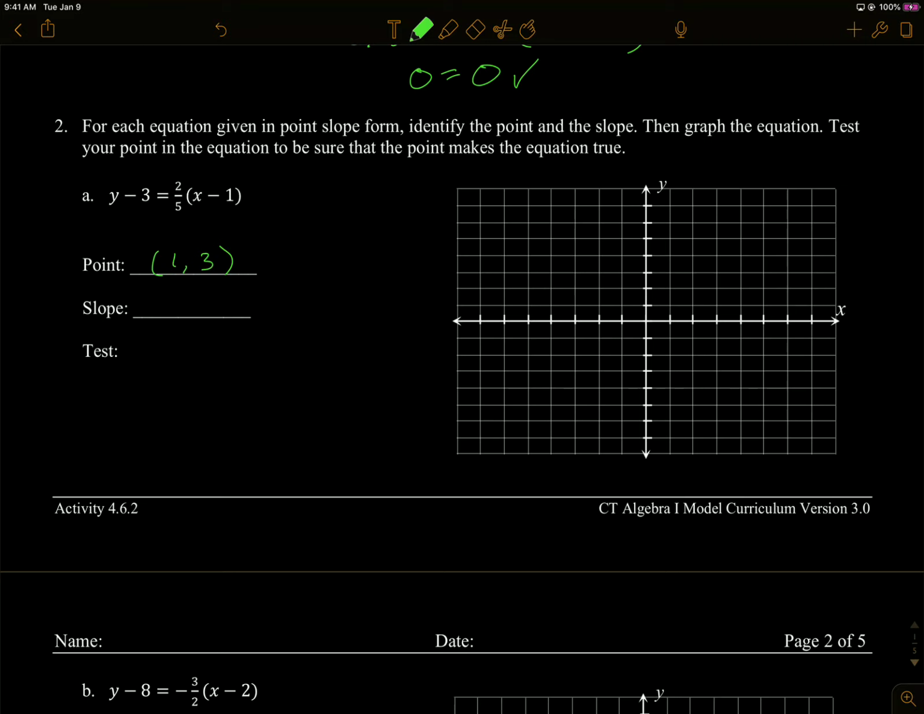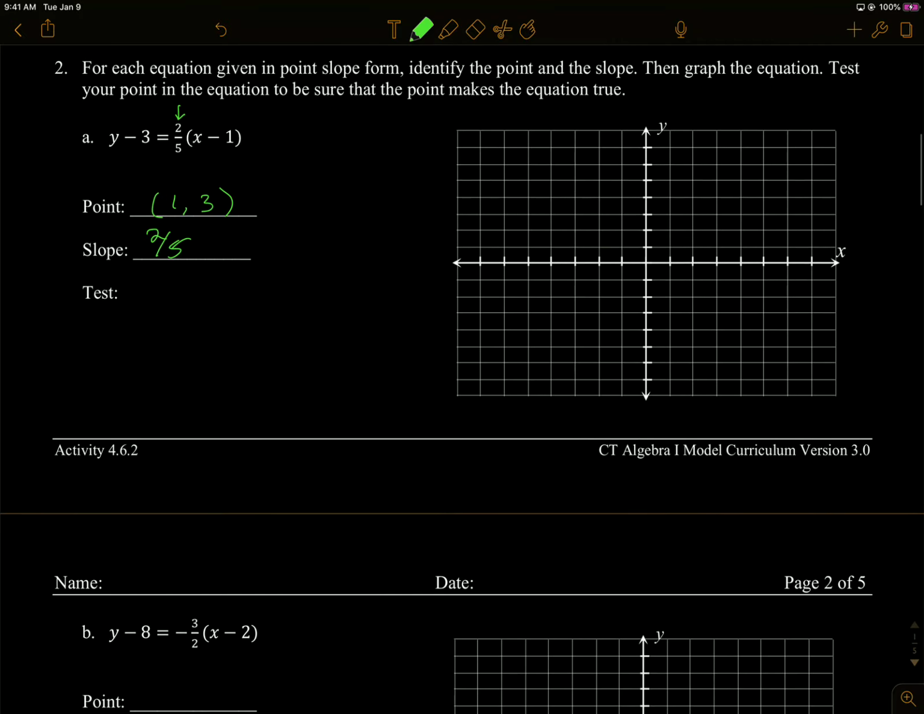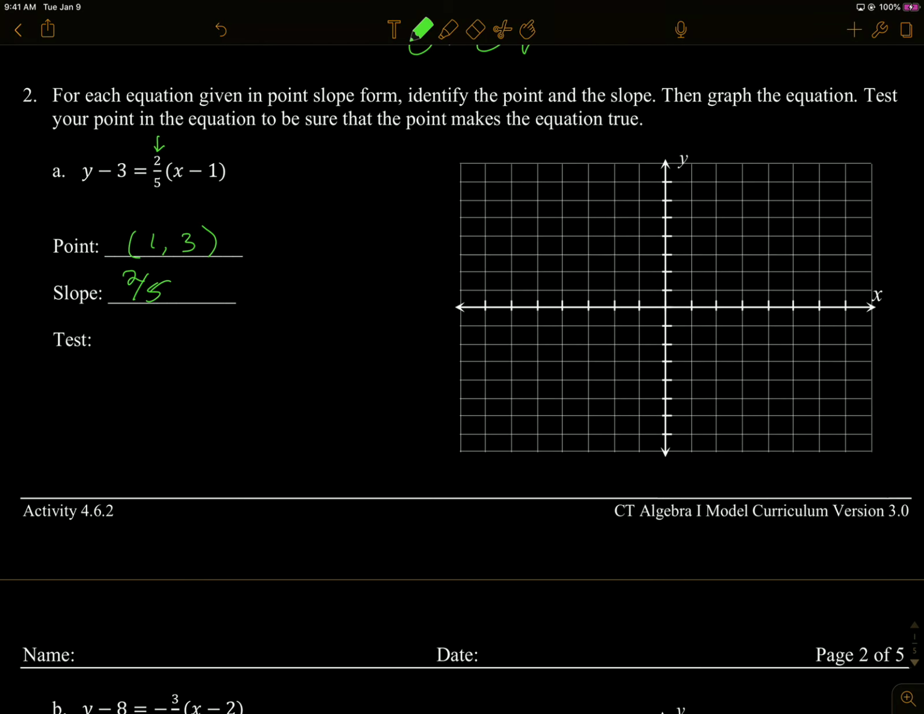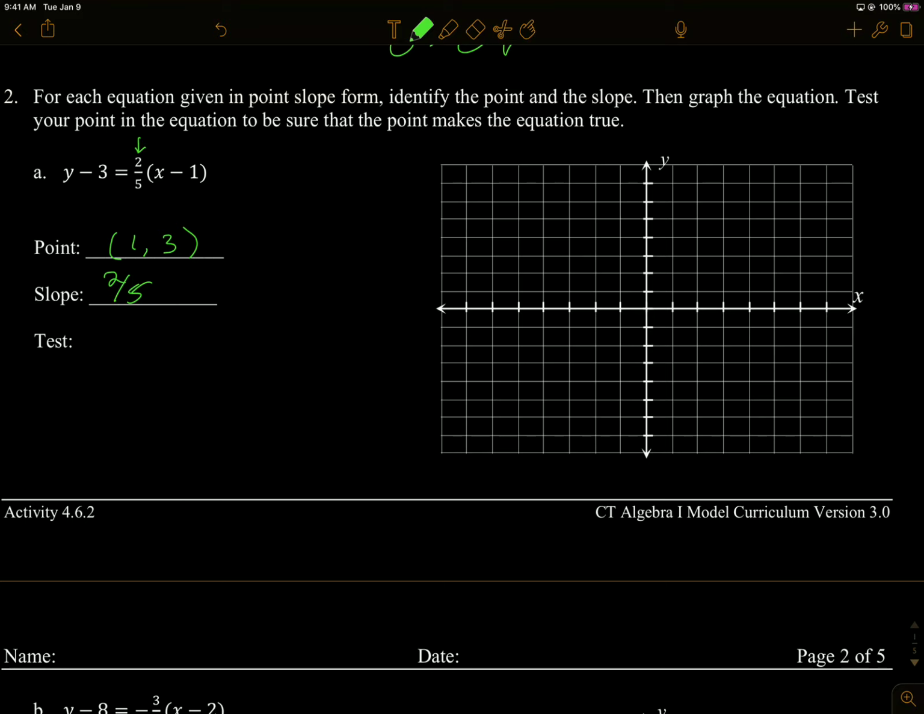The slope is always the number in front of the quantity. So our slope is 2/5. So then what do they want us to do? They want us to graph the equation. Well, I need 2 points to graph a line, so the easiest way to do this is we know 1 point on the line is 1, 3.